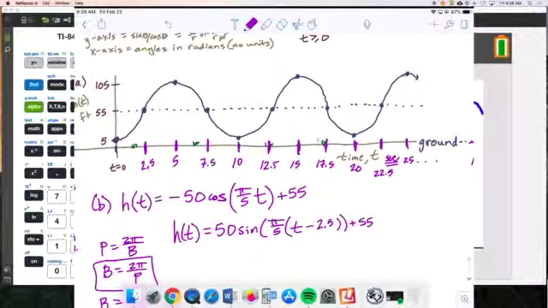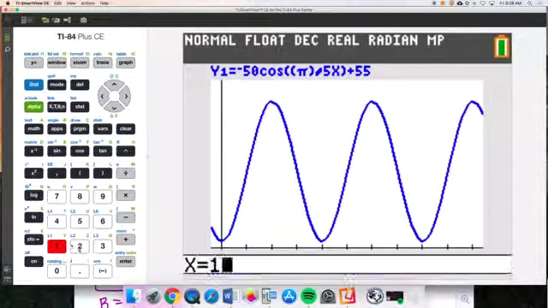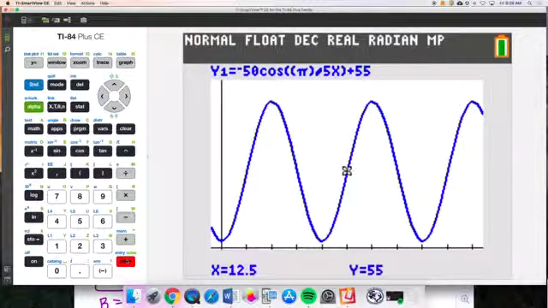Let's come over here to 12.5. At 12.5, we should be at 55 going up. You see that? So let's come over here to the graph. Let's hit trace button, and then just type in 12.5. And let's see if it's at 55 going up. Hit enter. Hey, it's at 55 and it looks like it's going up. Right? So that's an indication that we are awesome, right?